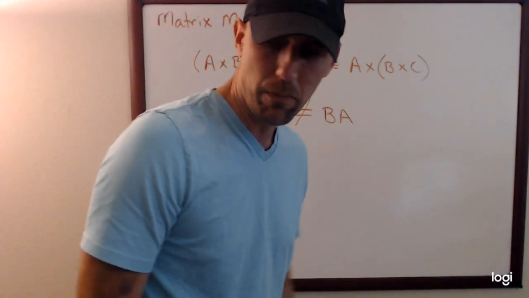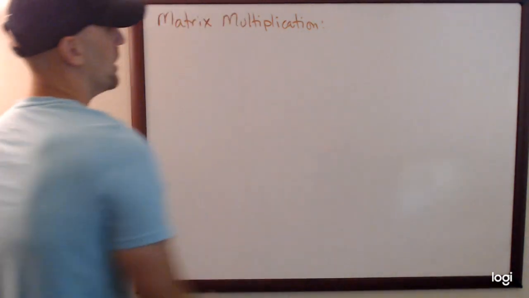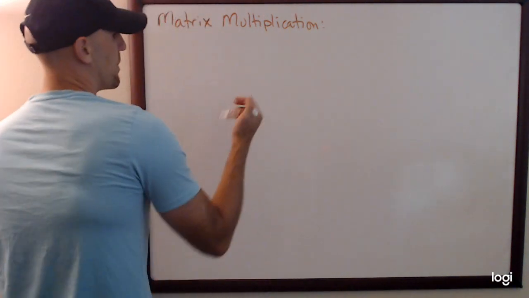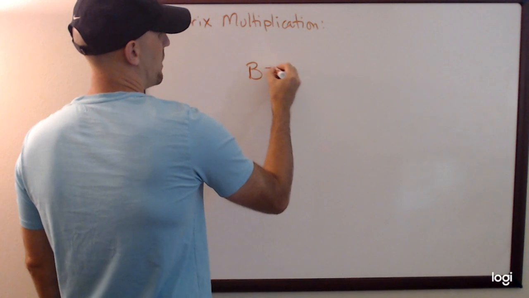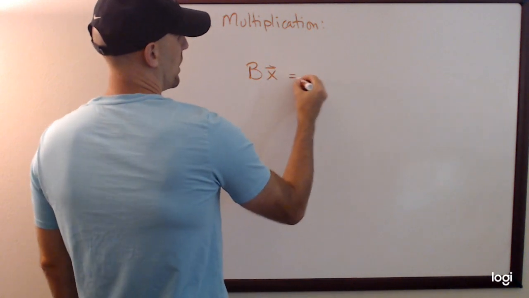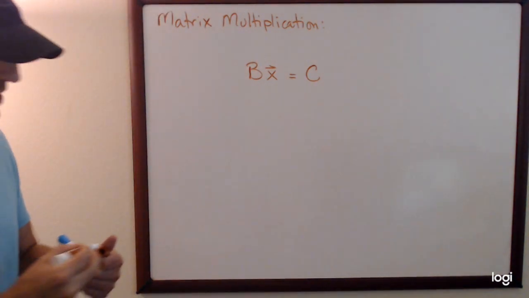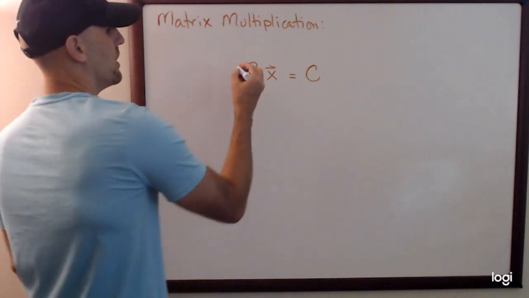As an example, let's say we're in the middle of some sort of algebraic expression. So I've got something like matrix B times variable vector X is equal to C. And let's say I would like to multiply both sides by A. Well, what I can't do is this.